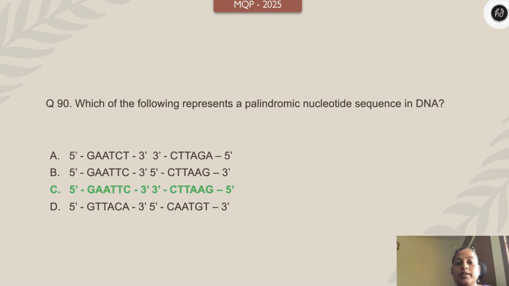Yes. So children, I suppose many of you might have chosen option B. Children, you also have to see whether it's a perfect mirror image of 5 prime to 3 prime. 5 prime to 3 prime, the mirror image is going to be 3 prime to 5 prime, right? If you look at option B, the sequence is palindromic, but you have to see the 5 prime, 3 prime ends. That is not a mirror, right? So that's why option C is the right answer.